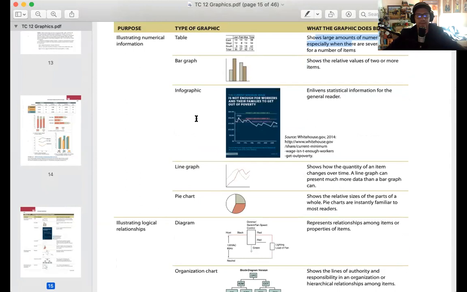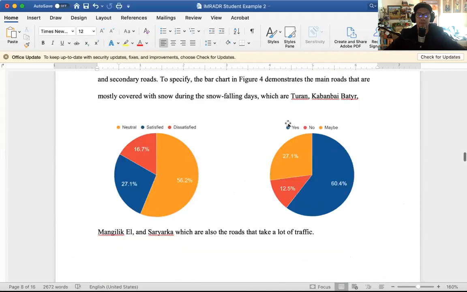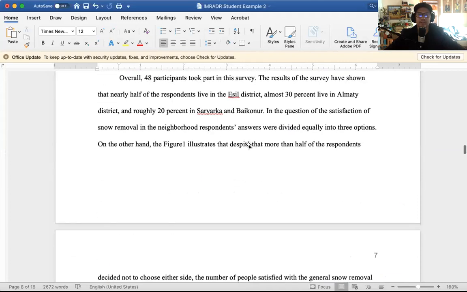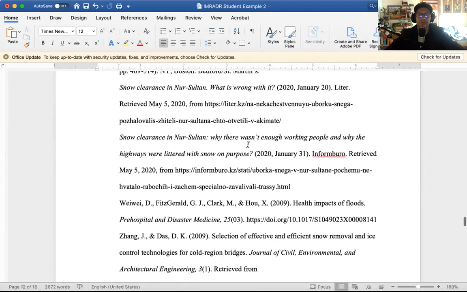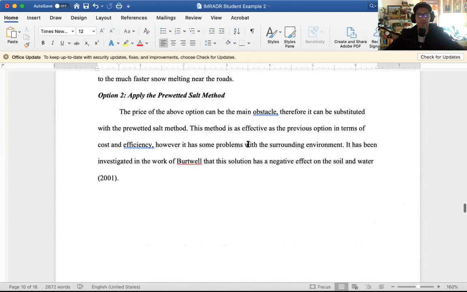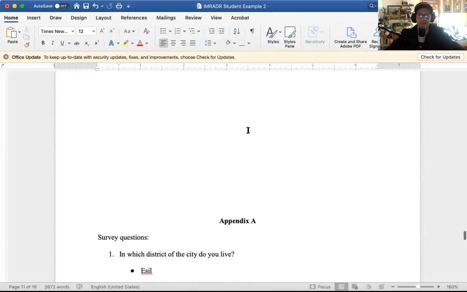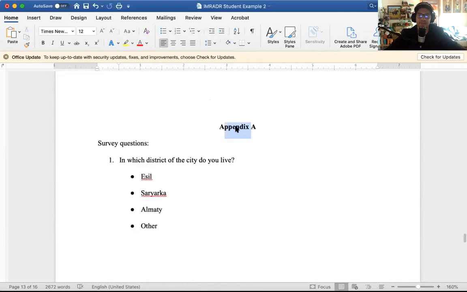I believe I mentioned everything that I need to mention there. One final thing I want to say is that let's go back to our student example here. You will be required to show a couple of your graphics in the results section. And then what you should do is after you have the recommendation section, which we'll talk about later, you'll have your references. Okay, we'll talk about that at another time as well. And then you have appendices. So you'll have a certain amount of appendices.